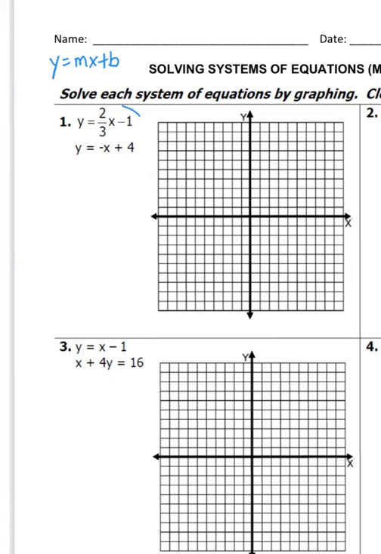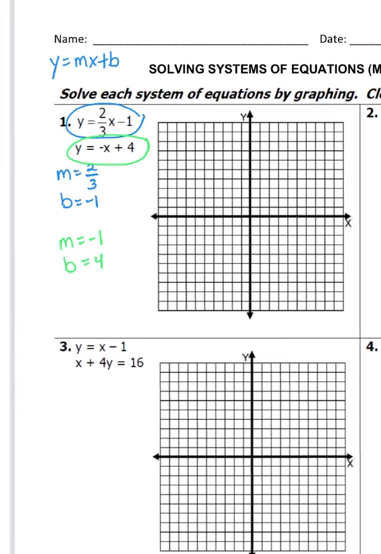So I'm going to start with this one right here. Y equals 2/3 x minus 1. Your slope is 2/3, and your y-intercept, your b, is -1. Okay, and then on your second equation right here, y equals -x plus 4. Your slope is -1, and your y-intercept is 4.